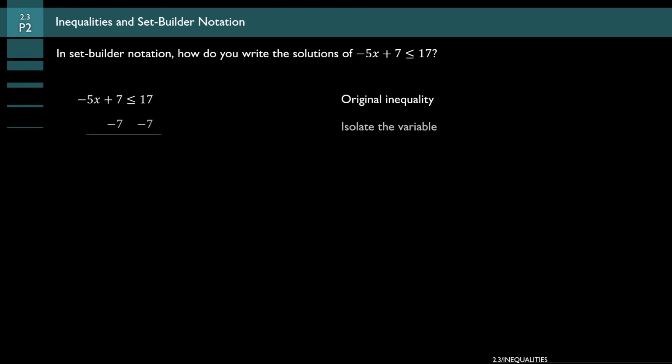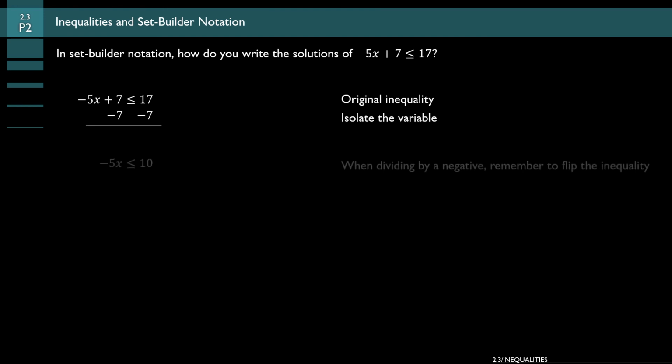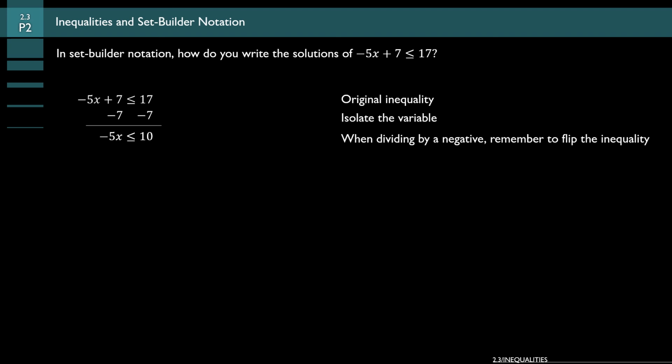So subtract 7 from both sides, which is going to leave us negative 5x is less than or equal to 10. Divide out the negative 5. That leaves x is greater than or equal to negative 2. So that is our solution as an inequality. Now in set builder notation, it's actually not too terribly difficult, because the way that we've got the solution written as an inequality, we can actually use that in set builder notation. We don't have to change it to words. We can use what we have there.